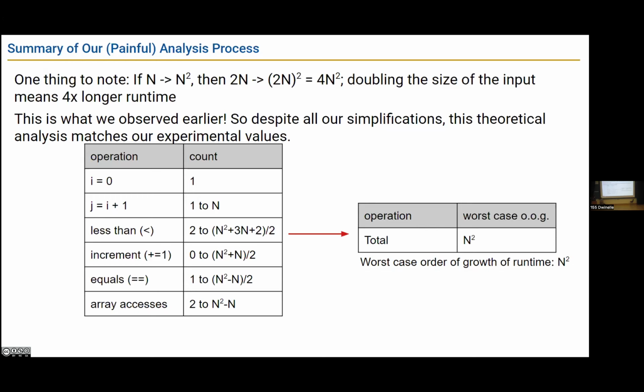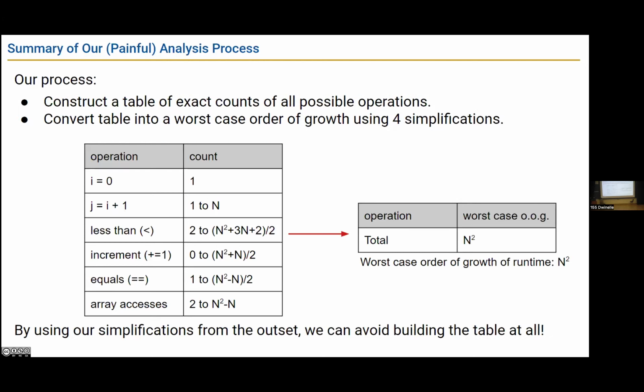When we ran this on actual code, we saw that this averaged at around 4 times slowdown every time we doubled the array. So despite all of these simplifications that we made, we can see that this theoretical analysis matches this experimental value. And that kind of gives us confidence that we haven't lost any information about what's going on, that all of these things are mathematically rigorous and that they make sense. So doing this, we can just follow this process. We can create this table of operations, and then we just compress this table one step at a time down to this total that's n squared.